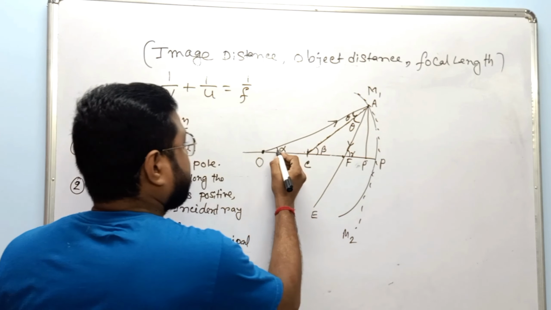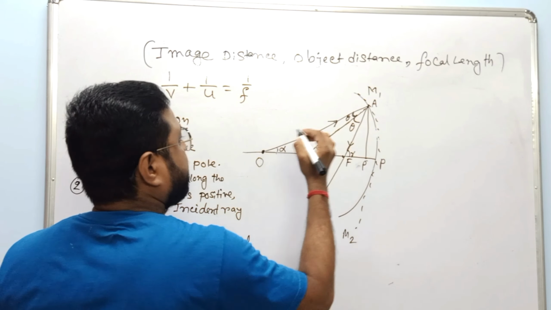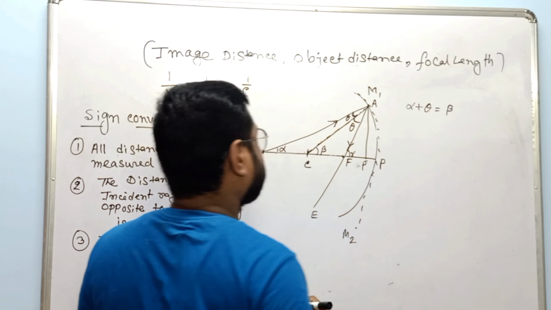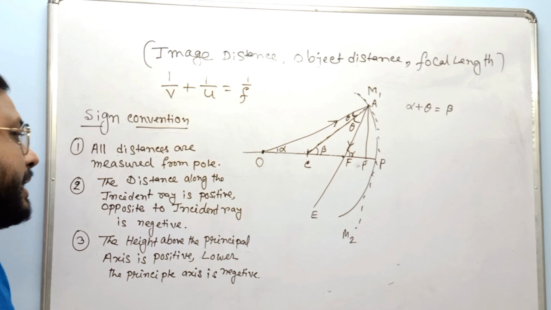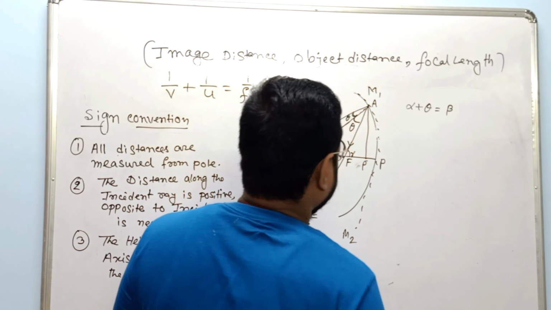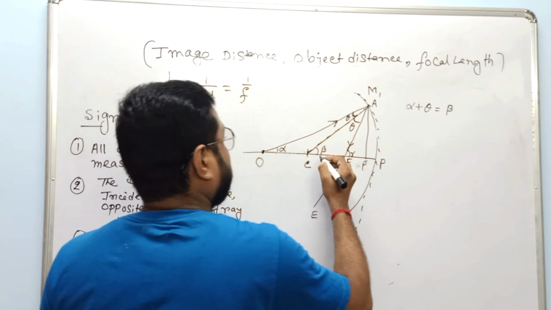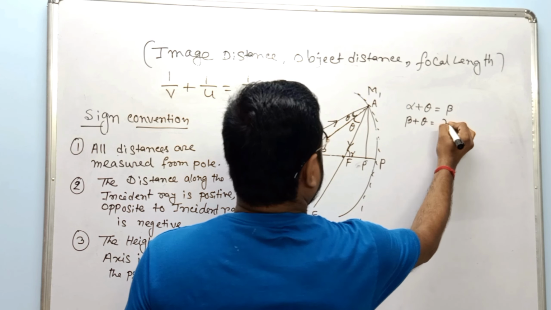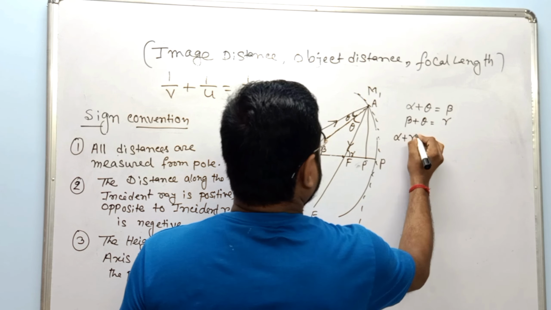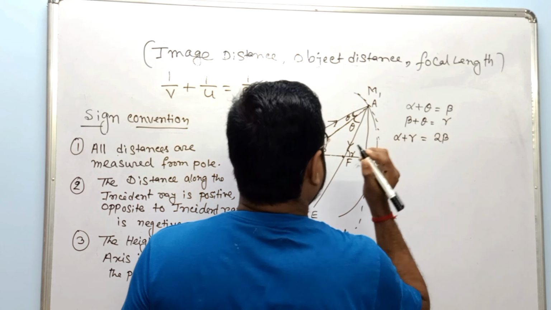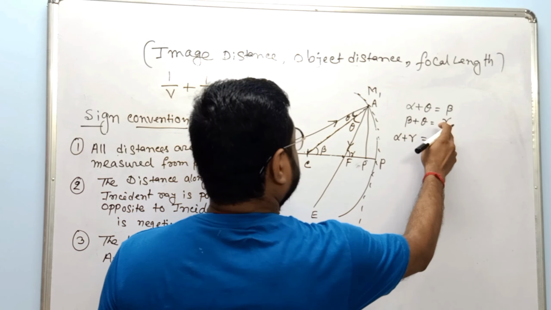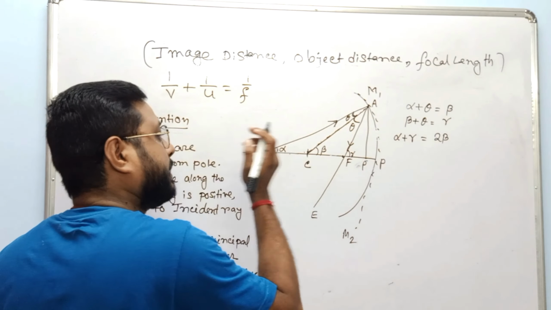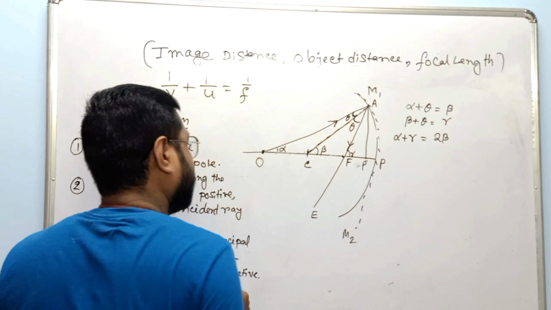from the figure we can say that alpha plus theta equal to beta, because the sum of the interior angles of a triangle is equal to the exterior angle. So, alpha plus theta equal to beta. Similarly, we can say that beta plus theta is equal to gamma. So, alpha equals beta minus theta and gamma equals beta plus theta. If we add alpha plus gamma, we get 2 beta.